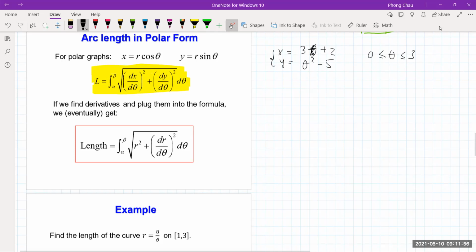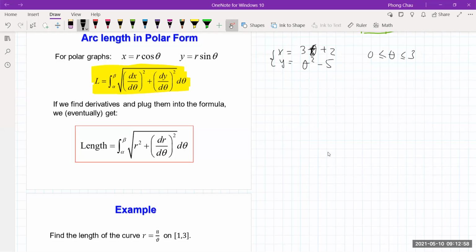Now we are in polar equations this time. If we're given polar equations, we have r in terms of theta, so r equals, say, 2 sine of theta. Then how are we going to find the arc length when given, let's say, from 0 to pi over 2?